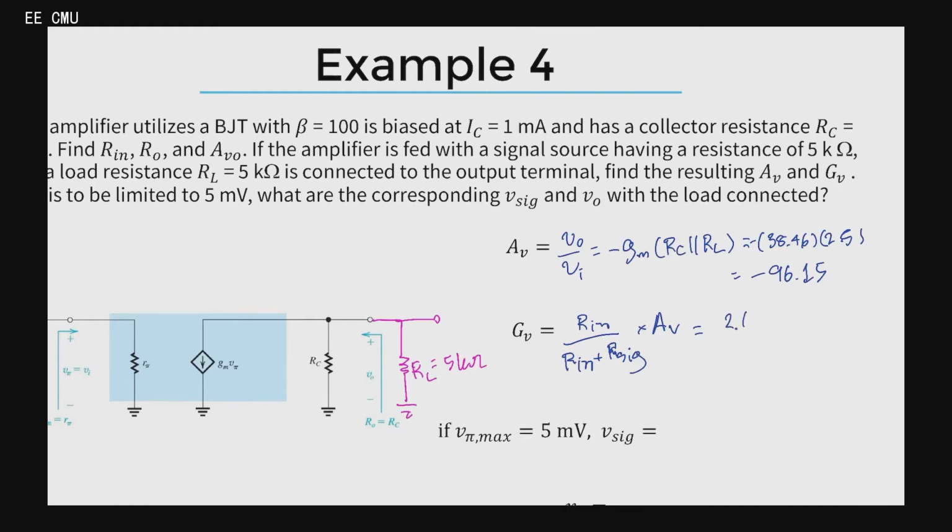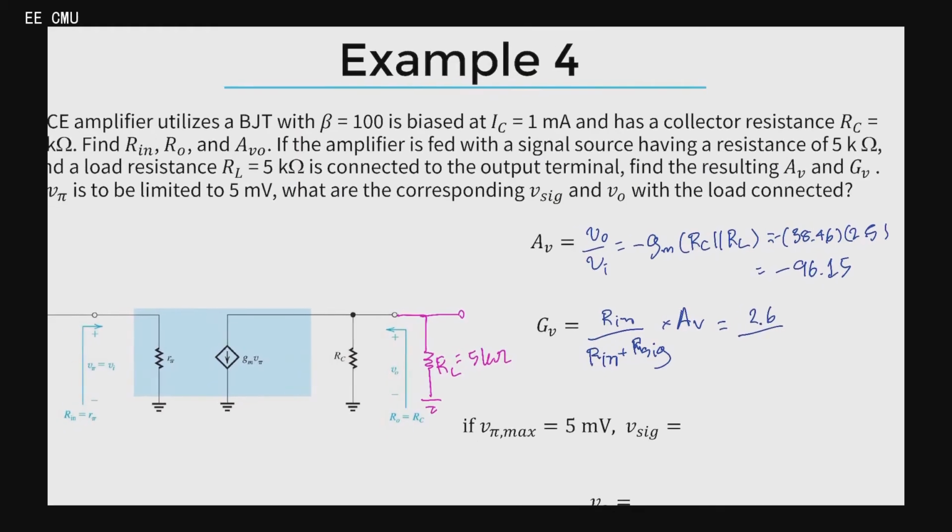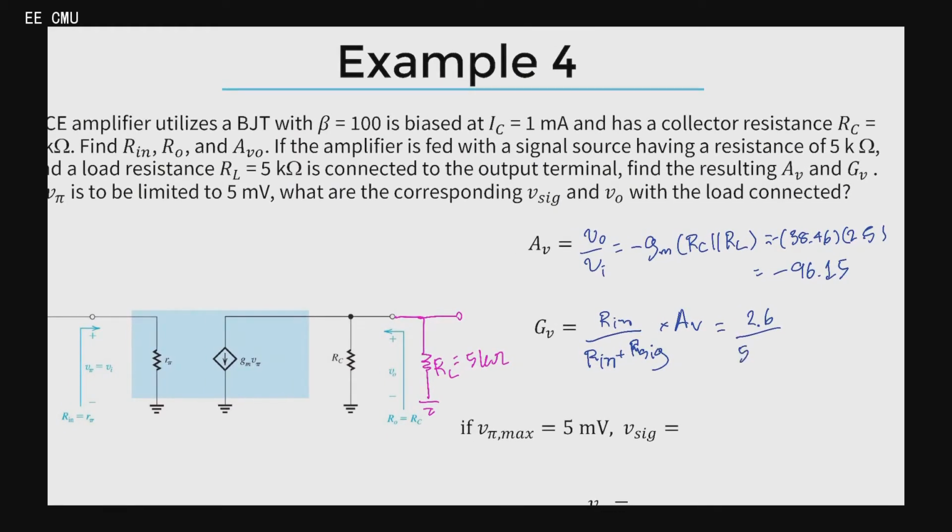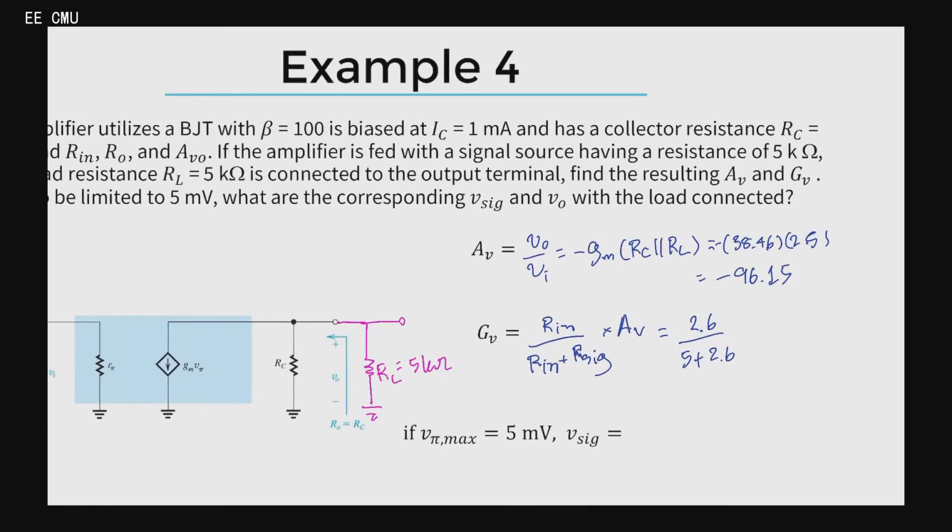So by substituting that in, we get 2.6 divided by, let me see, 5 plus 2.6, and then all of that is multiplied by negative 96.15. I've removed the kilo units here. The kilo on top and the kilo on the bottom cancel each other out. What value does that give us? So let's look at the calculation. 2.6 divided by 7.6, and then we multiply that result by 96.15. That gives us a final value of negative 32.89.